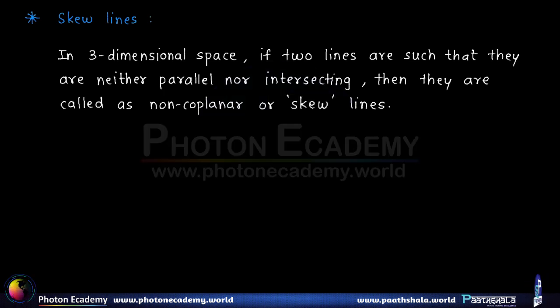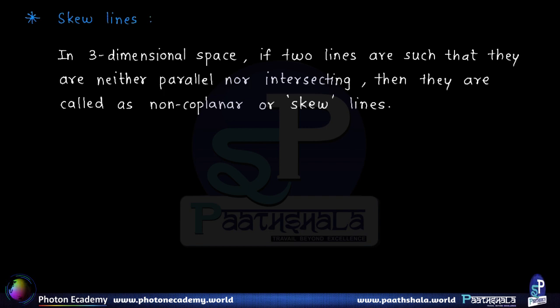Now we are aware that in two-dimensional space, if we have two lines, then they must be either parallel to each other or intersecting each other, right? There is no third possibility. But here in three-dimensional space, there is a third possibility also, and that is what are called skew lines or non-coplanar lines.